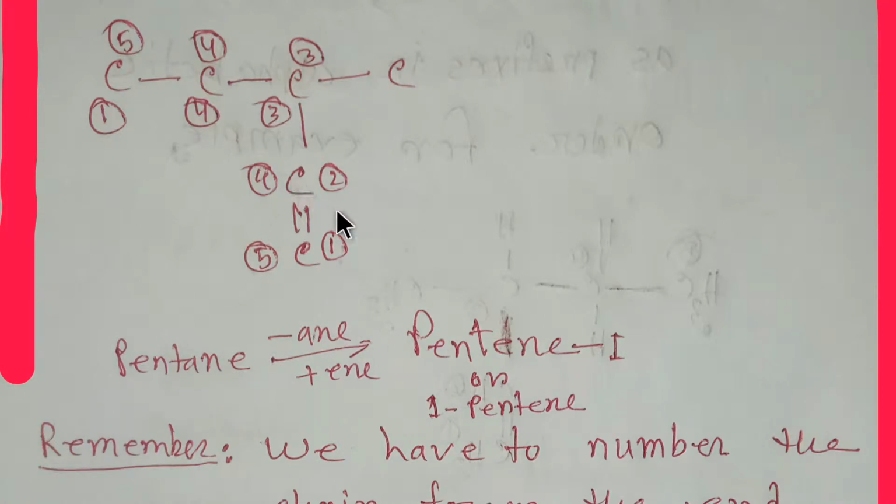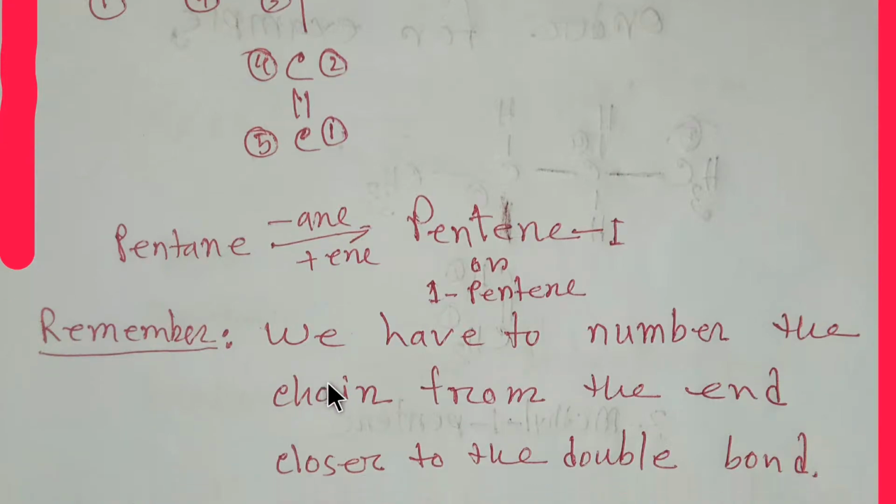Pentane, 1, 2, 3, 4, 5. Due to the double bond we deduct ane and use ene. So pentene. And the position of the double bond: 1-pentene, or you can write pent-1-ene. So there are three ways to express the nomenclature of this compound.